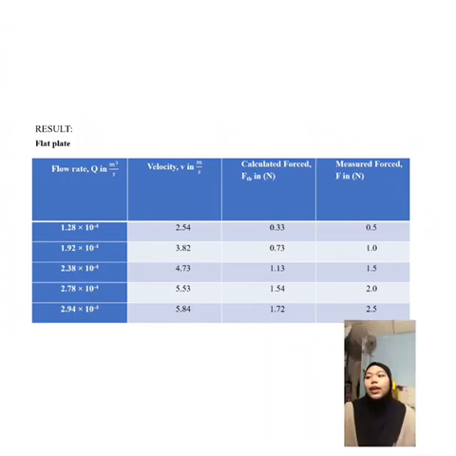Similarly, the calculated force for the flat plate is rho Q V. Rho is the density of water. So the density of water is 1000, multiplied by 1.28 × 10^-4 for the flow rate, and multiplied by the velocity 2.54. So we get the answer 0.33. The measured force is in the data.